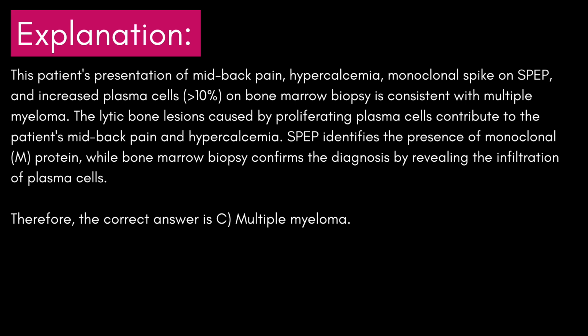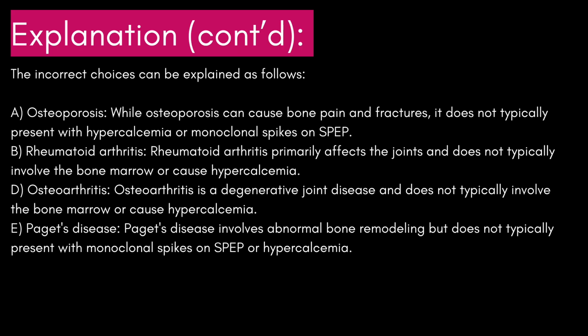All right, let's go ahead and see why the other answer choices are incorrect. The incorrect choices can be explained as follows. A, osteoporosis. While osteoporosis can cause bone pain and fractures, it does not typically present with hypercalcemia or monoclonal spikes on serum protein electrophoresis. B, rheumatoid arthritis.